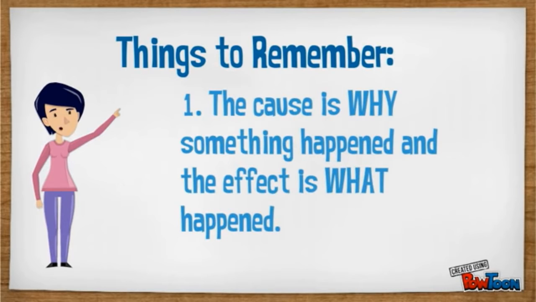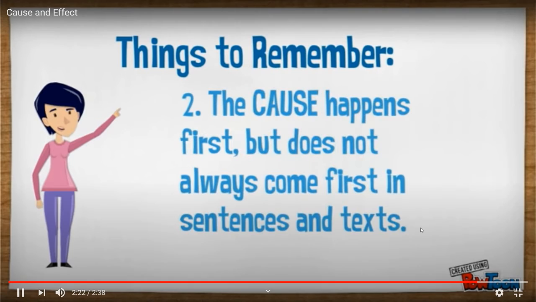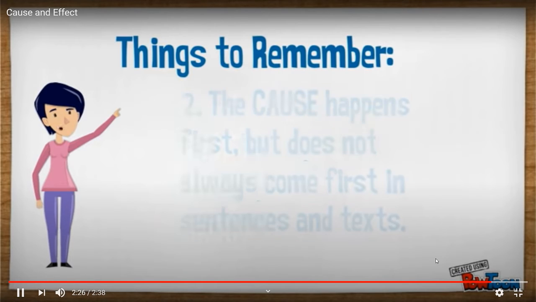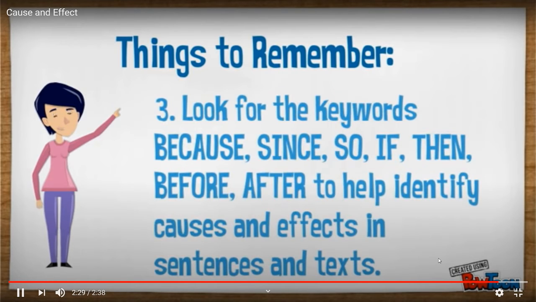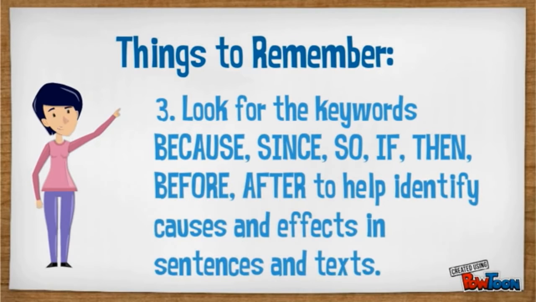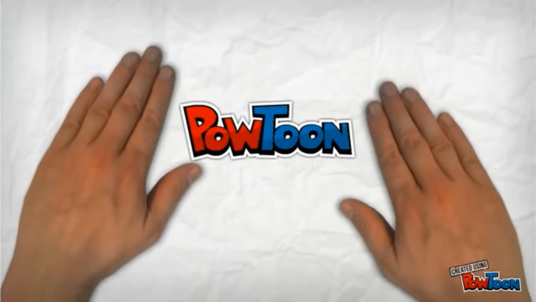Now, here are a few things to remember. One, the cause is why something happened, and the effect is what happened. Two, the cause happens first, but does not always come first in sentences and text. And three, look for the keywords because, since, so, if, then, before, and after to help you identify them.